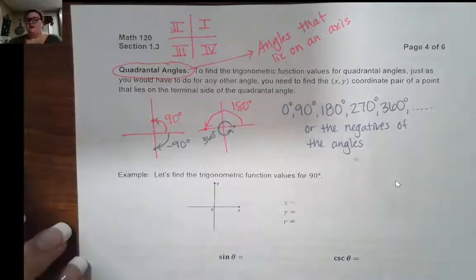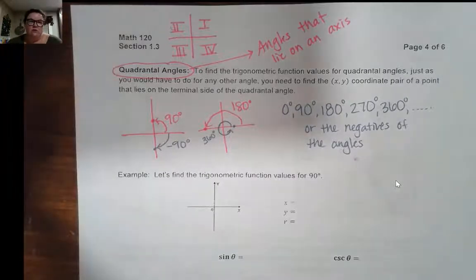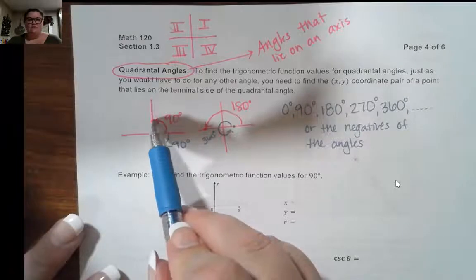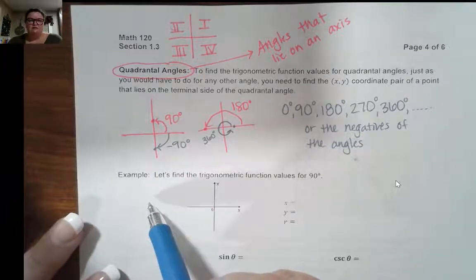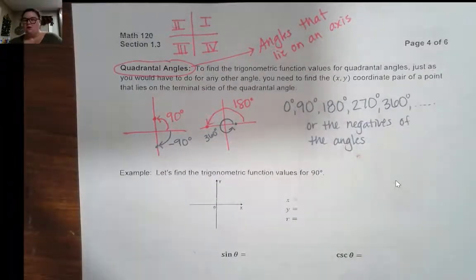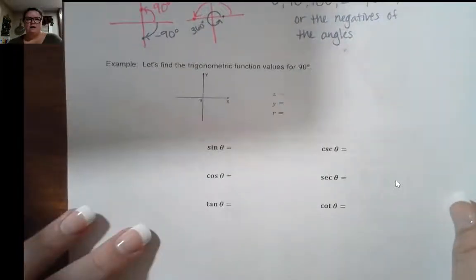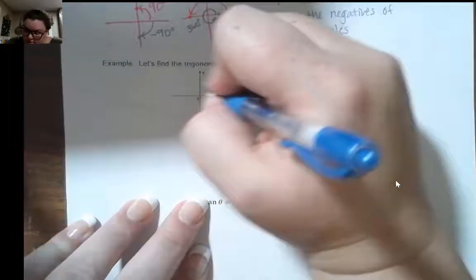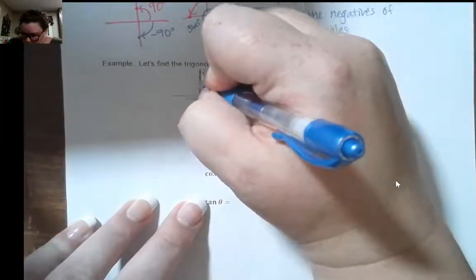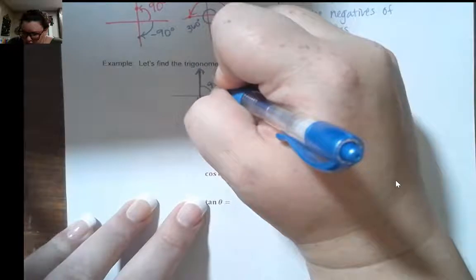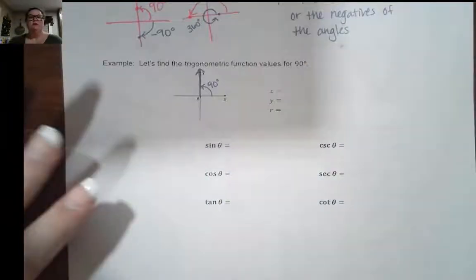Okay, all right, so what makes these different? Well, they fall on an axis, and so when it falls on an axis, you know, if I said, okay, let's look at 90 degrees, how would you draw a triangle using that point, right? So let's go ahead and look at a couple of these just so we can see, well, what do we do if we encounter this, right? So this first example says, let's find the trig function values for 90 degrees. So 90 degrees would be right here, right? This would be our terminal side for 90 degrees. Okay, so this is our 90 degrees.